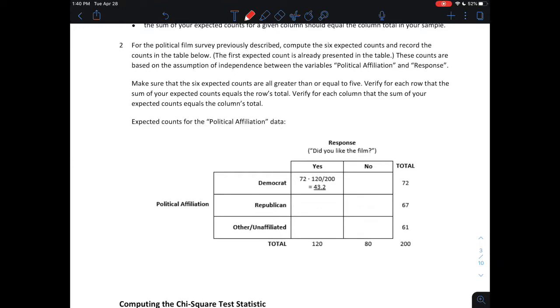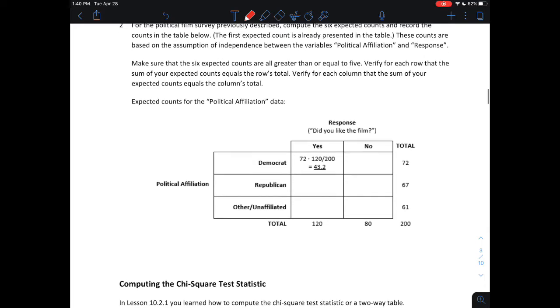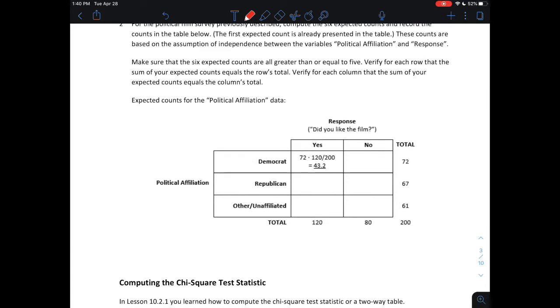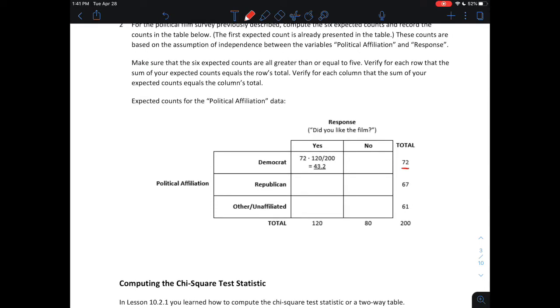Expected counts for the political affiliation data we are now going to write in this chart. So they've already done yes. Notice that they took the row total for Democrat, multiplied by the column total for yes, 72 times 120, and then divided by 200, which was the grand total. So now I'm going to do the same thing for the no's.